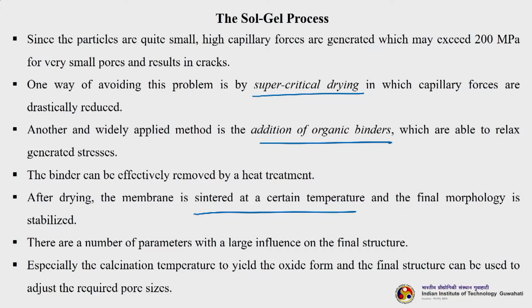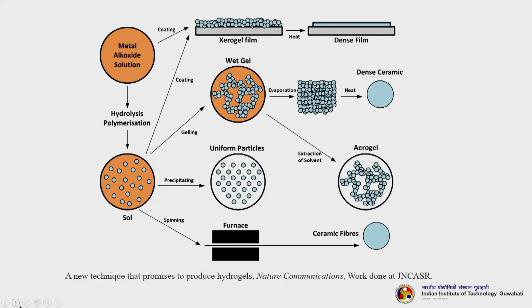Sintering, as you know, we have discussed sintering. Sintering is a process in which the material is heated to an elevated temperature. So, during this sintering, whatever binders are added to the polymeric material will all go away, or evaporate, you can say. So, there are a number of parameters with a large influence on the final structure, especially the calcination temperature to yield the oxide form, and the final structure can be used to adjust the required pore sizes.